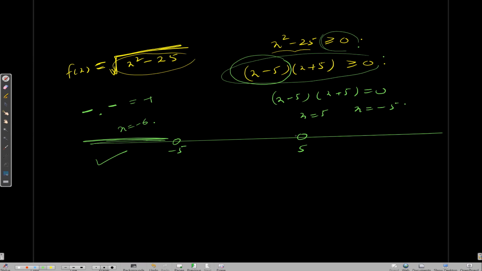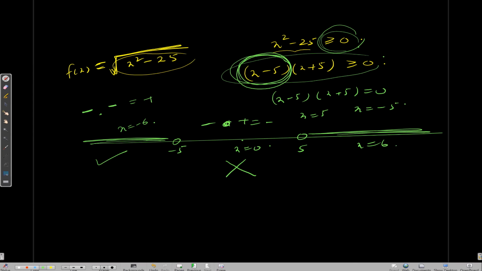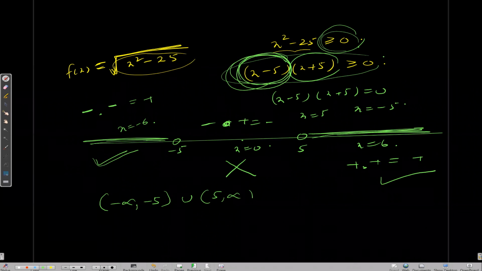Next, anything in between, the easiest one is 0. So x equals 0: 0 minus 5 is negative, and 0 plus 5 is positive, and negative times positive is negative, which is not okay because I need positive. Next, over here, x equals 6, that's my choice. You can choose any number in this region. 6 minus 5 is positive, and 6 plus 5 is positive, so positive times positive is positive and it works. So we only have these two regions: negative infinity up to negative 5, union 5 to infinity. That is our domain in this case.